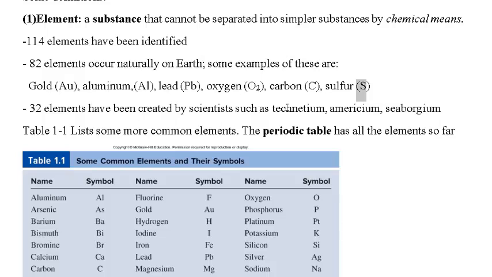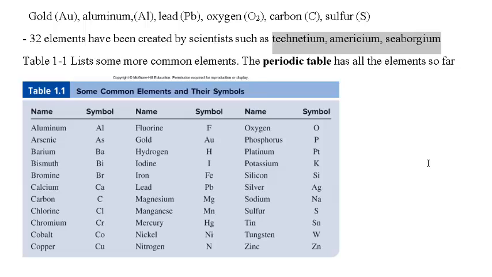32 elements in the periodic table have been man-made. So these are the man-made ones, and we're really not going to talk about them at all. So you don't need to worry about that.